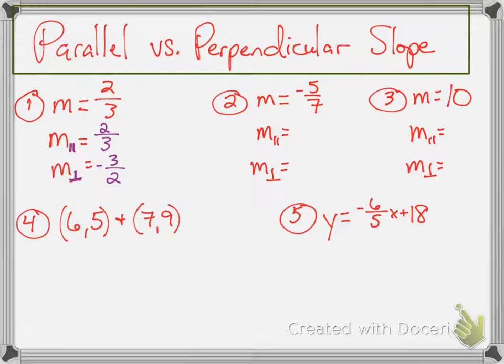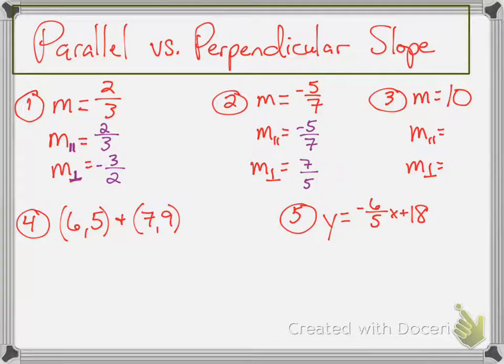Again, you want to hit the pause button here, try the next couple, see if you get the same answer. Great. If not, follow what I'm doing. Original slope in number 2 is -5/7. So my parallel will be -5/7. Perpendicular means I flip it and change the sign. So if I flip it, it's 7/5. It was originally negative. If I change the sign, that means it's going to be positive. So we're going to leave my perpendicular slope at 7/5.